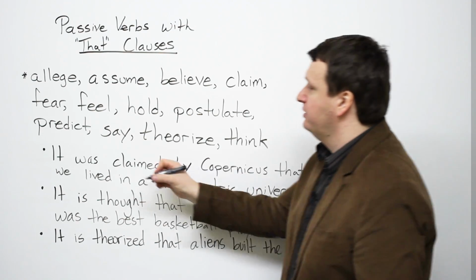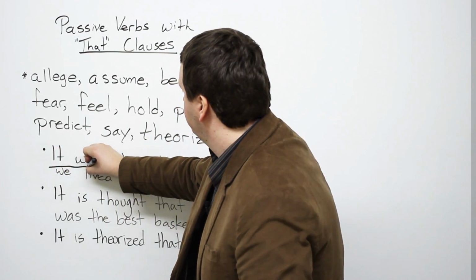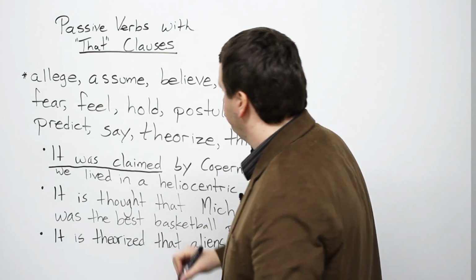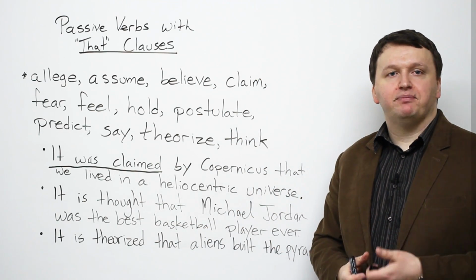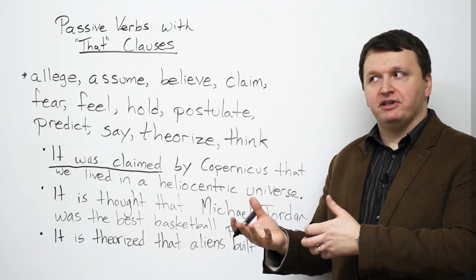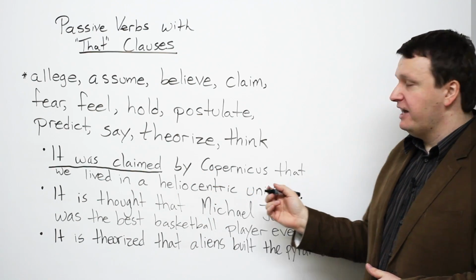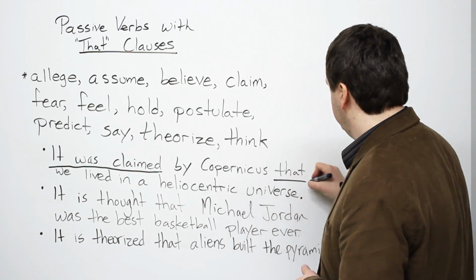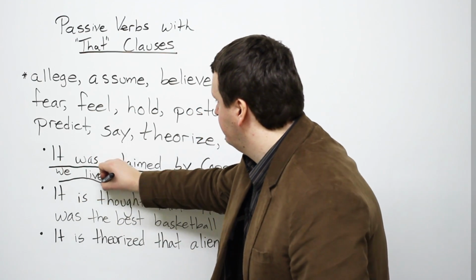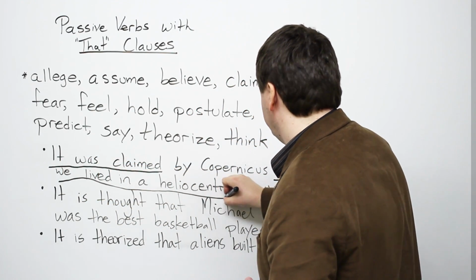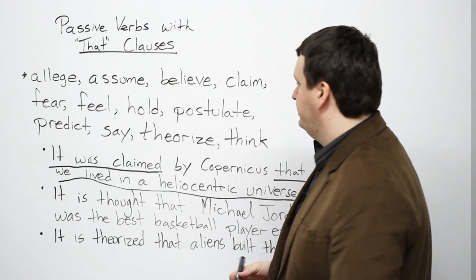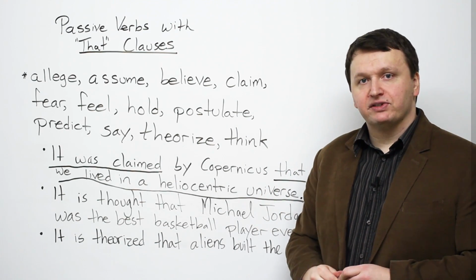Now this is just a simple past passive sentence. It was claimed. By who? By Copernicus, right? And here we have the that clause: that we lived, well, we do live in a heliocentric universe, okay?